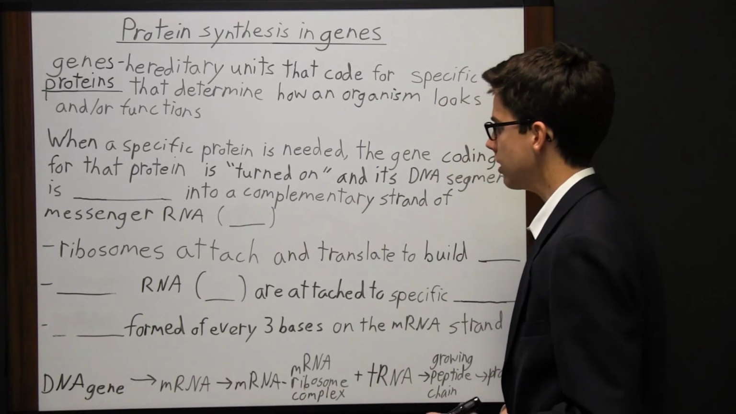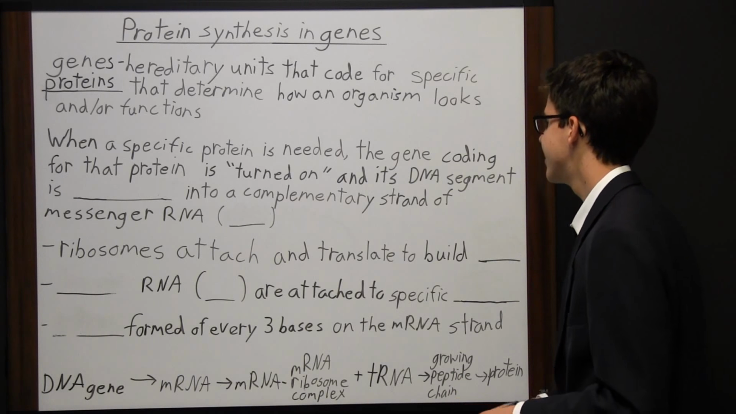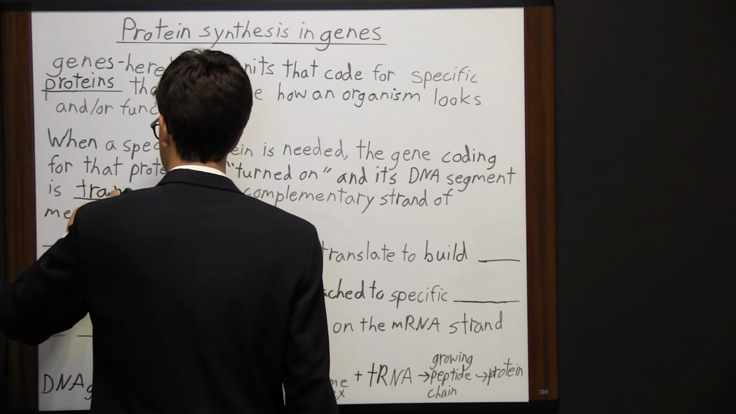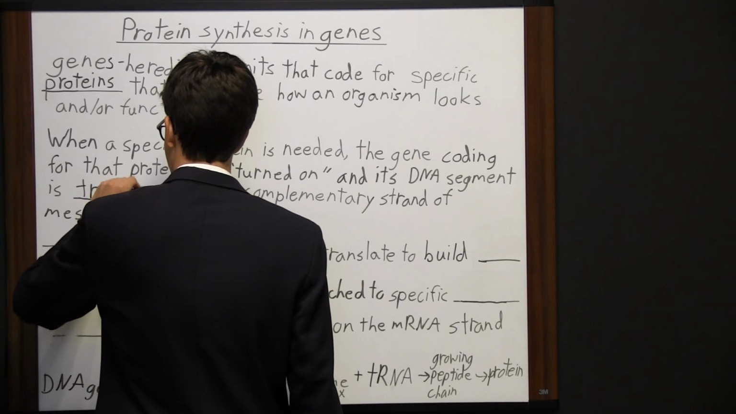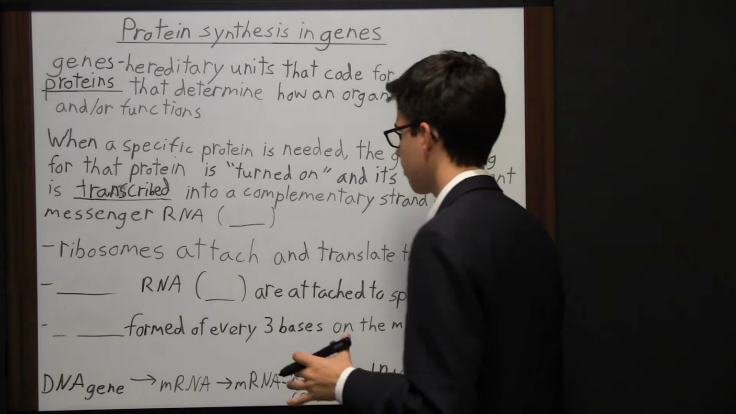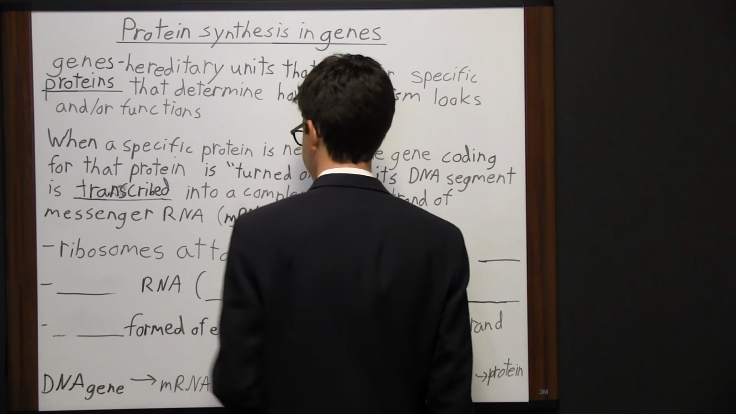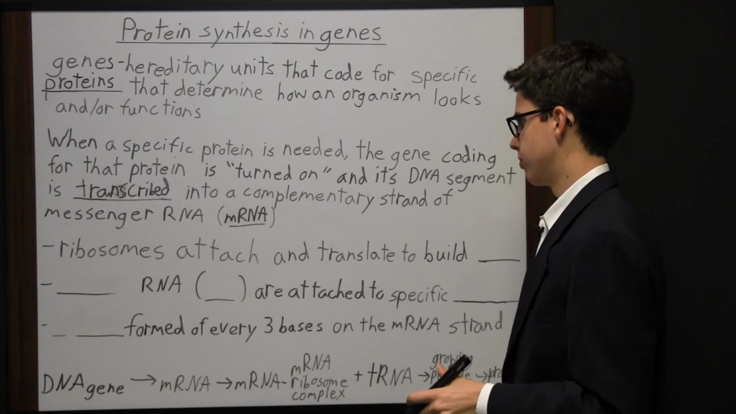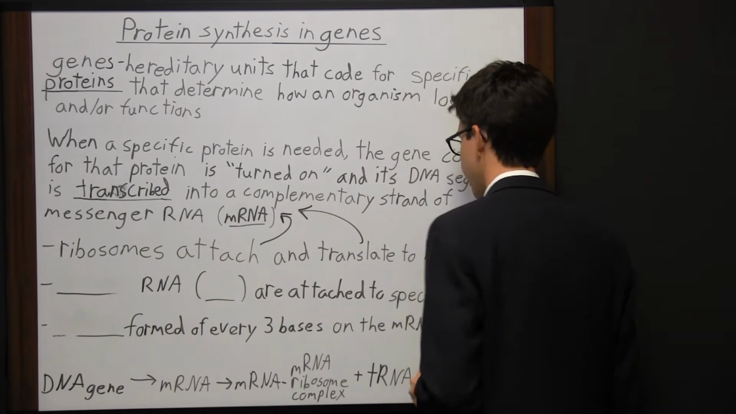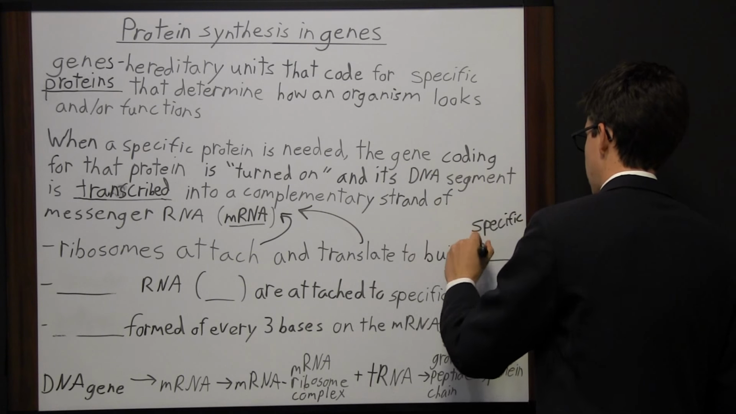to its parents. Now, when a specific protein is needed, the gene coding for that protein is turned on, and its DNA segment is transcribed into a complementary strand of messenger RNA. Now, we can abbreviate messenger RNA as mRNA. Now, ribosomes attach to this messenger RNA, and they also translate the mRNA, and what that does is that builds a specific protein.